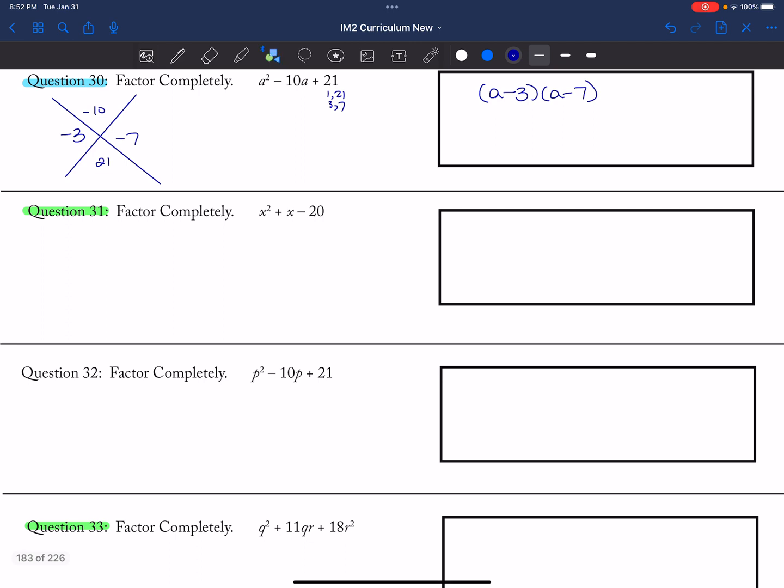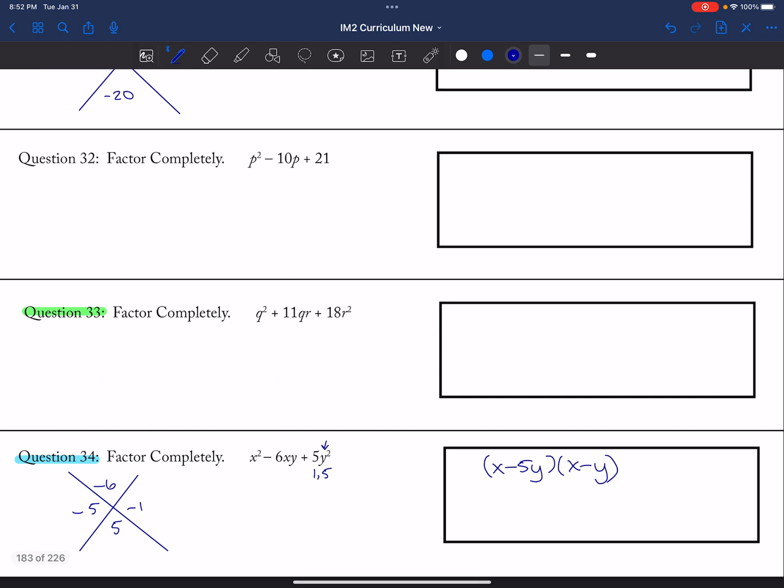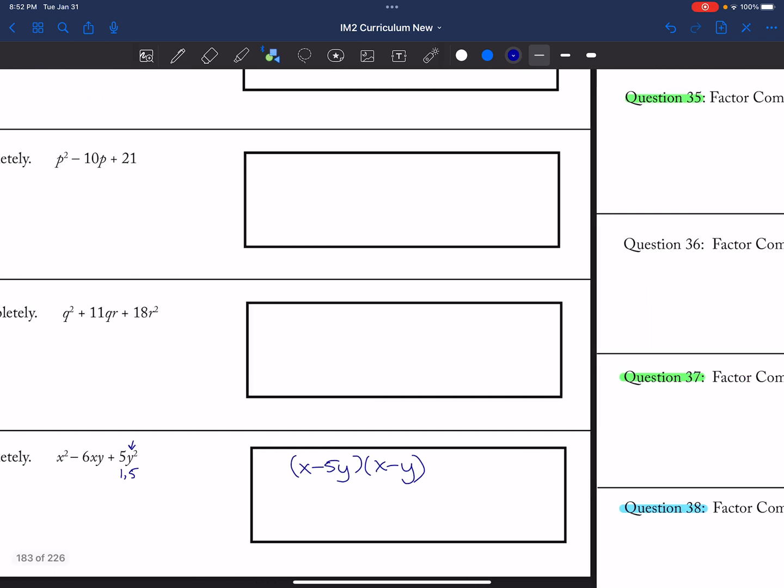So now my factors of negative 20, 1 and negative 20. So then that's 5 and negative 4. So then I have x plus 5 and x minus 4. 33. Okay. Which I think this might be the last one. No, just kidding.